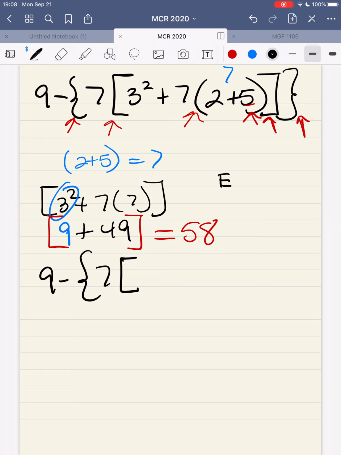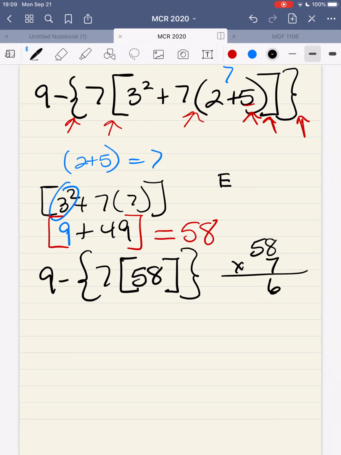We have reduced everything on the inside to its final form, 58, and set of braces again. Which means I now have to work inside the braces. I have to take 58 and multiply it by 7. So I have 56, 7 times 5, 35, 40. Okay, so we have 58 times 7, which is 406.